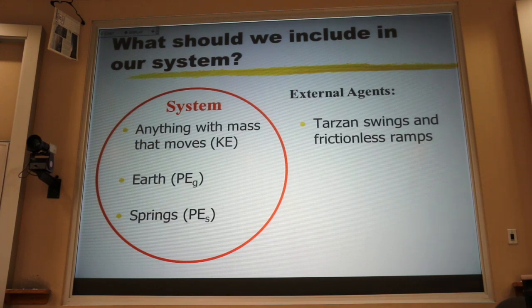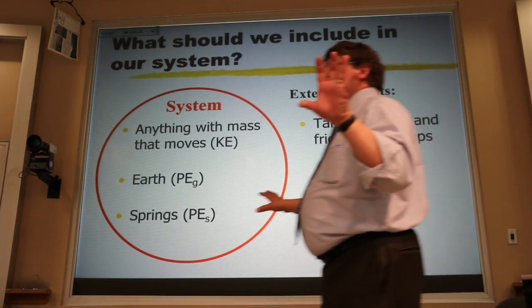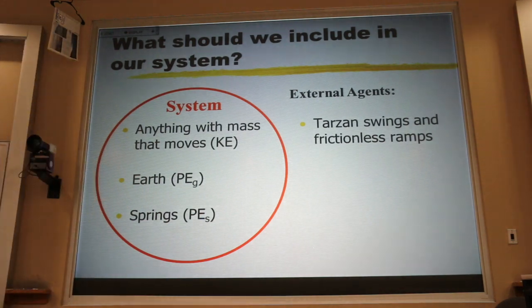You should always leave frictionless ramps and Tarzan swings out of your system. Why? They do no work. It's not going to be any trouble to leave them out. Okay?